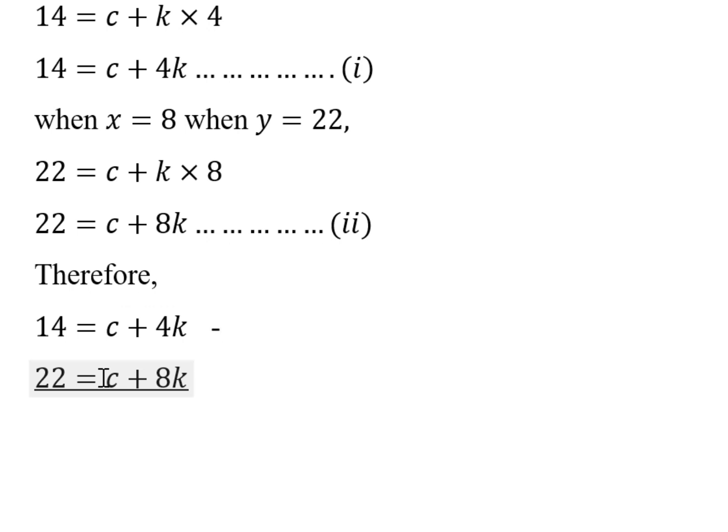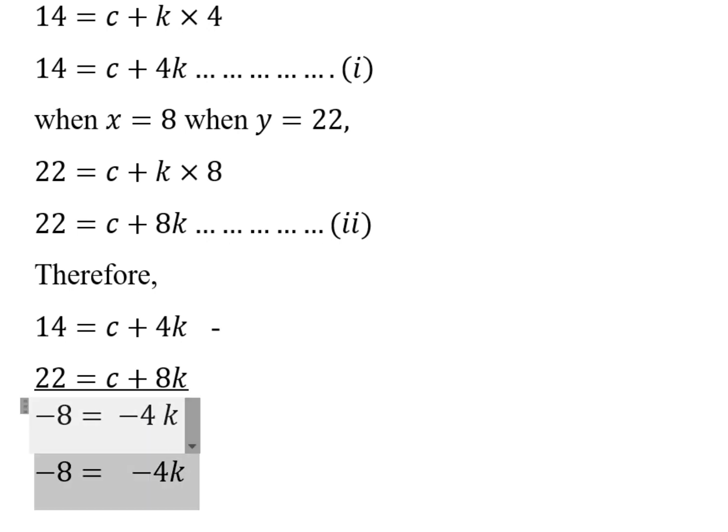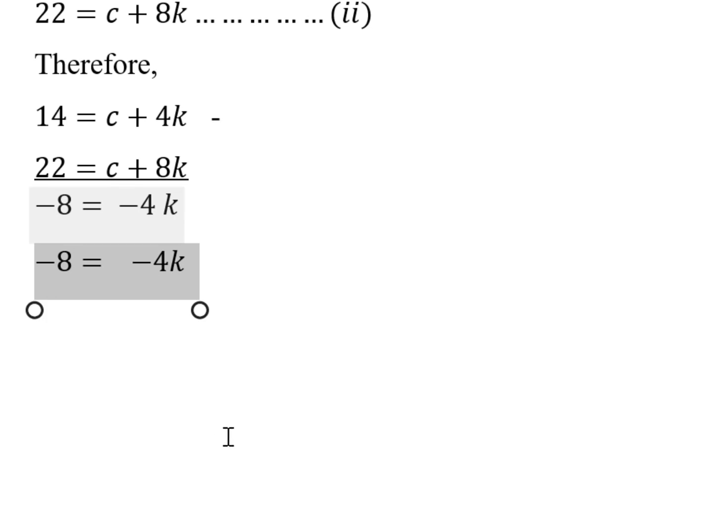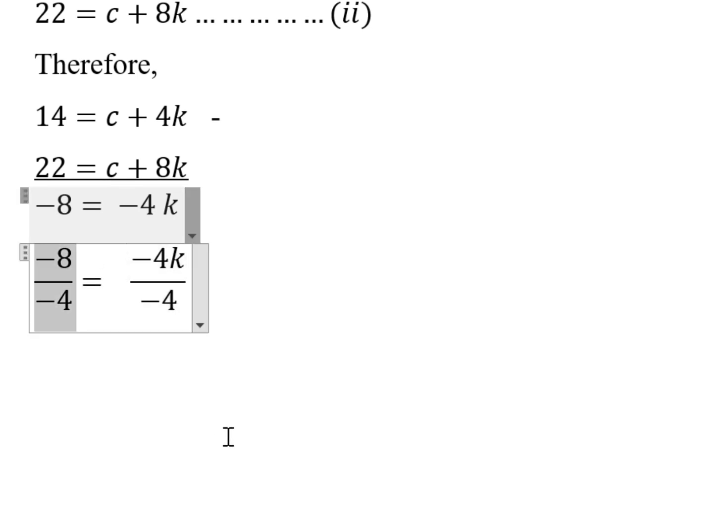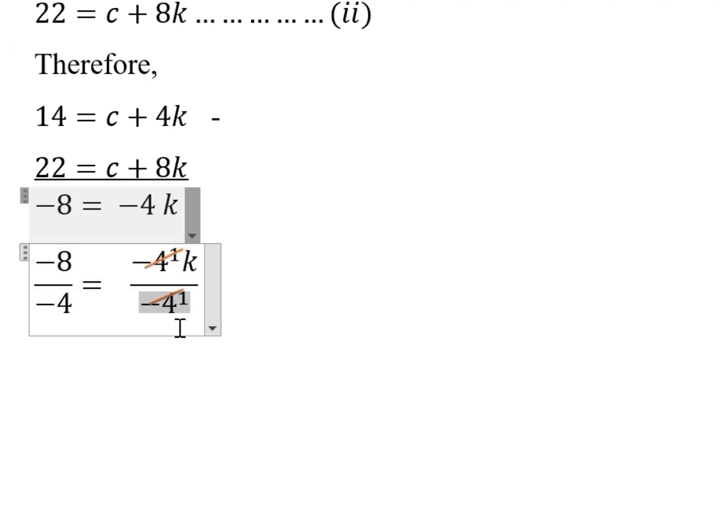14 minus 22 gives us negative 8, being equal to c minus c is 0. Then 4k minus 8k gives us minus 4k, like that. We need k, so we need to divide both sides by the coefficient of k, which is negative 4 in this case. If we divide by negative 4 on both sides, negative 4 cancels here once, and it cancels up here twice. So our k is equal to 2.